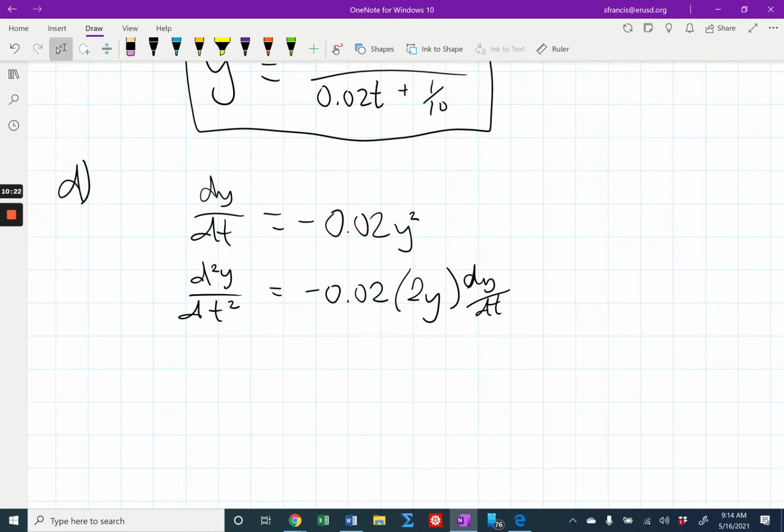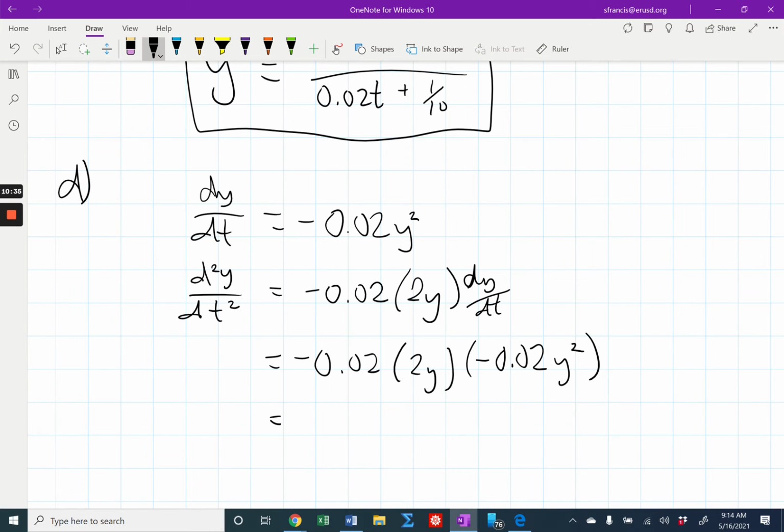And then if we substitute in over here, dy over dt is negative 0.02 y squared. We're going to find out, so the negative times negative is a positive times 2. And really, if you don't want to do the arithmetic here, you don't have to. You can just leave it all like this, because that's true.